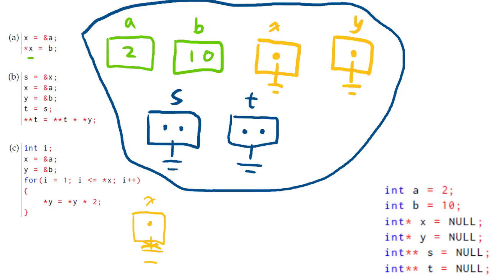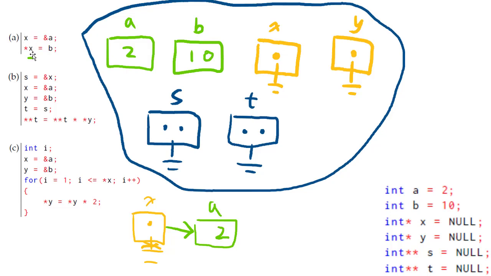So where is a? Our a is equal to 2. So if it's pointing to 2, then this arrow is going to point in this direction. Then this completes the first line statement.